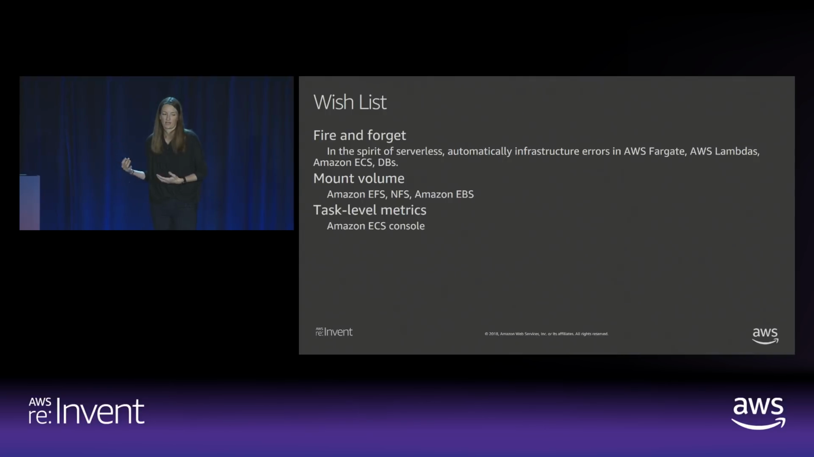So we think some things that could help with that are maybe making the infrastructure around Fargate a little bit more fire and forget. With rate limiting and those quotas, if we could have some automatic retries, that would help, as well as mounting a larger volume than the 10 gig EBS that is already there, which would be really nice for some of those applications that require that. And then task-level metrics in the ECS console.